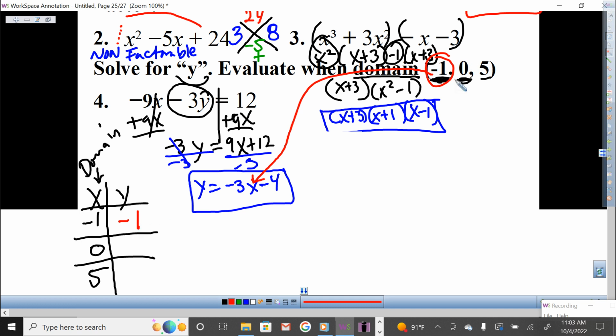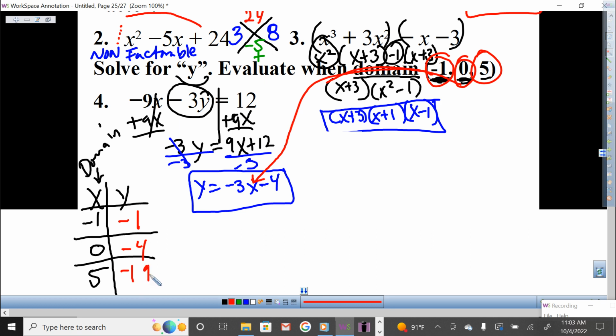Next one, I'm going to substitute the 0 now. 0 in here. So what is 0 times negative 3? And that leaves us with negative 4. And last but not least, we're going to substitute the value of 5. What is 5 times negative 3? Negative 15 and negative 4, that's negative 19.